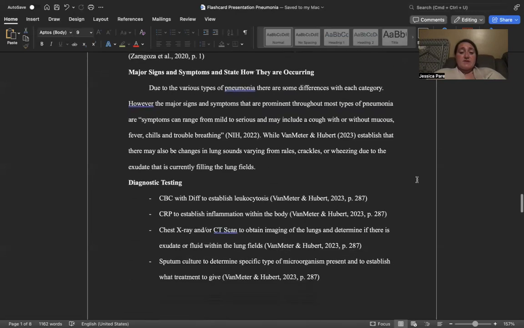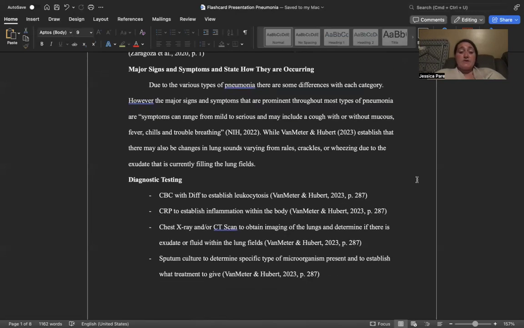Major signs and symptoms and how they are occurring. Due to the various types of pneumonia, there are some differences with each category. However, the major signs and symptoms that are prominent throughout most types of pneumonia can range from mild to serious and may include a cough with or without mucus, fever, chills, and trouble breathing. Van Meter and Hubert established that there may also be changes in lung sounds varying from rales, crackles, or wheezing due to the exudate that is currently filling the lung fields.